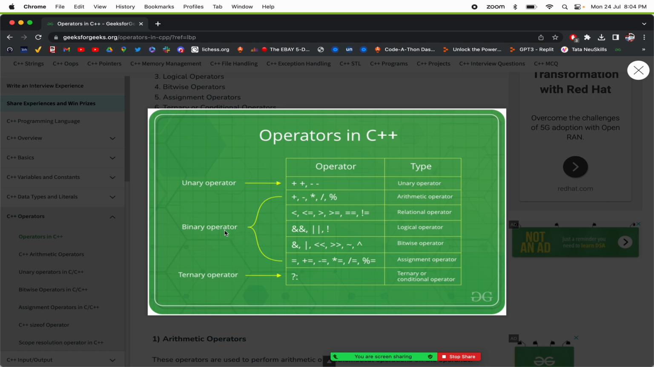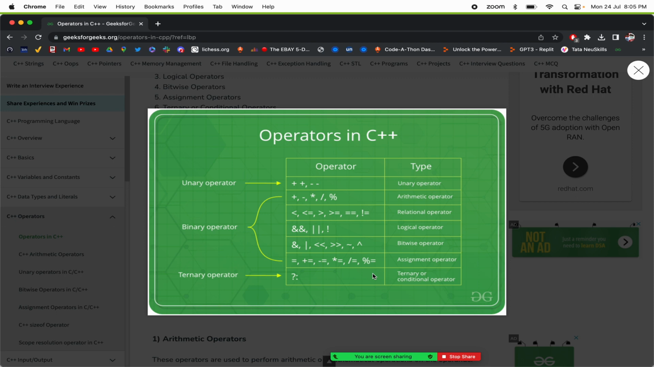All of these together, arithmetic, relational, logical, bitwise, and assignment, form binary operators. All of these together are called binary operators, as they are mostly performing operations on numbers, like your plus, minus. That's why, together, these are called binary operators.